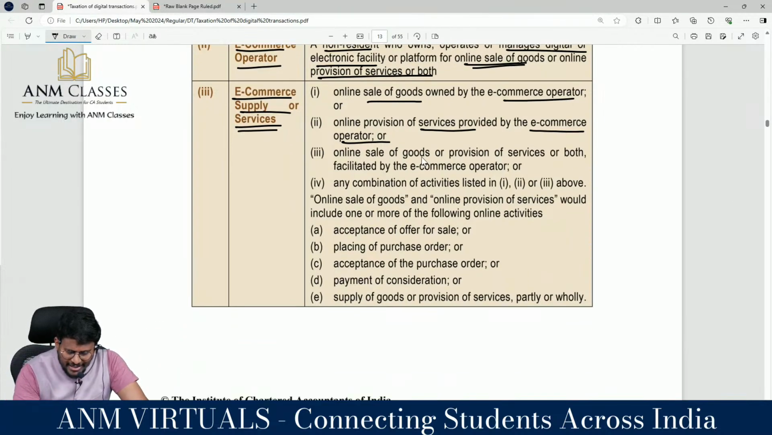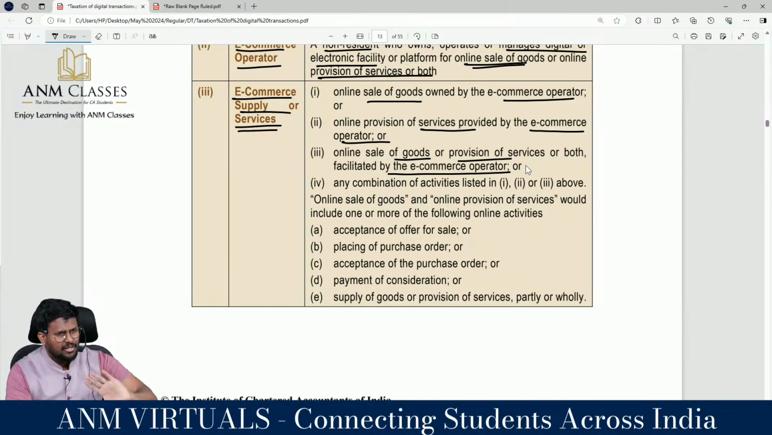Or online sale of goods or services facilitated by the operator. That means he is not the owner, he is just facilitating.